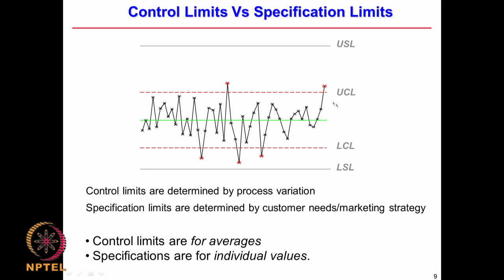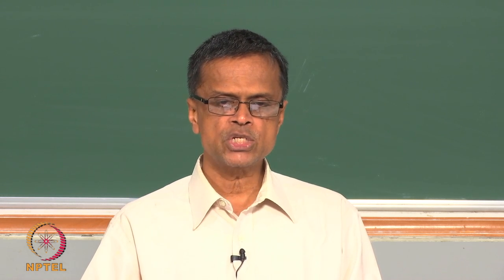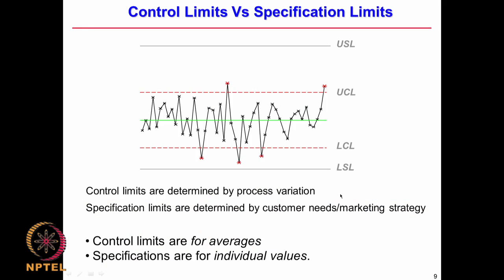You see UCL and LCL is always inside the USL and LSL. This is what you tell your customer, and this is what you control in your manufacturing facility, okay. Control limits are for averages, specifications are for individual values. So, if you are selling bolts to the customer, he picks up one bolt and measures its diameter, it should fall within the USL and LSL, okay, whereas you use this for controlling the averages, okay.